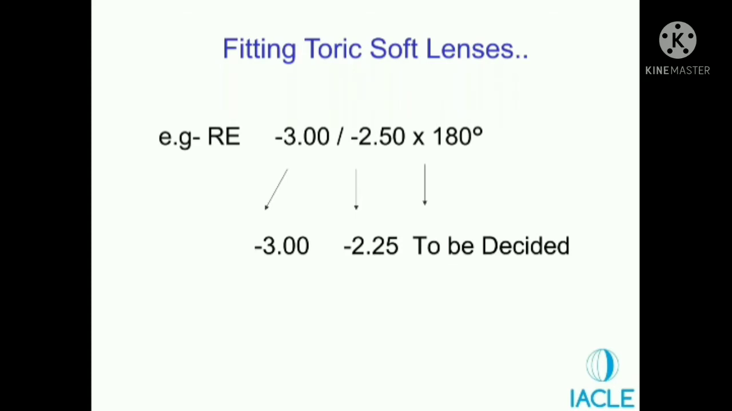and axis, we don't know the final axis yet, but if you want to choose one axis as the first trial lens axis, you would choose 180 because that's your spectacle cylinder axis. Are we okay so far? Can you just put it on the chat if this is okay?